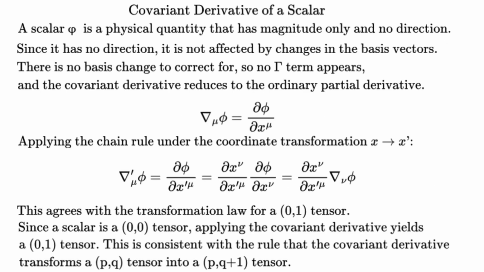Covariant derivative of a scalar. A scalar phi is a physical quantity that has magnitude only, no direction. Since it has no direction, it is not affected by changes in the basis vectors. There is no basis change to correct for, so no gamma term appears. And the covariant derivative reduces to the ordinary partial derivative.